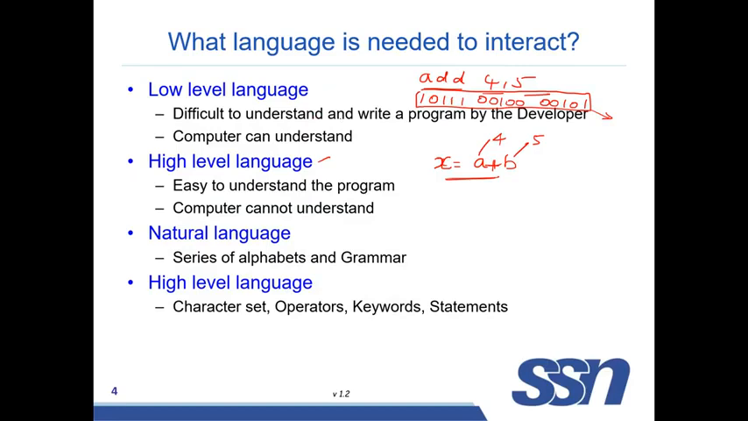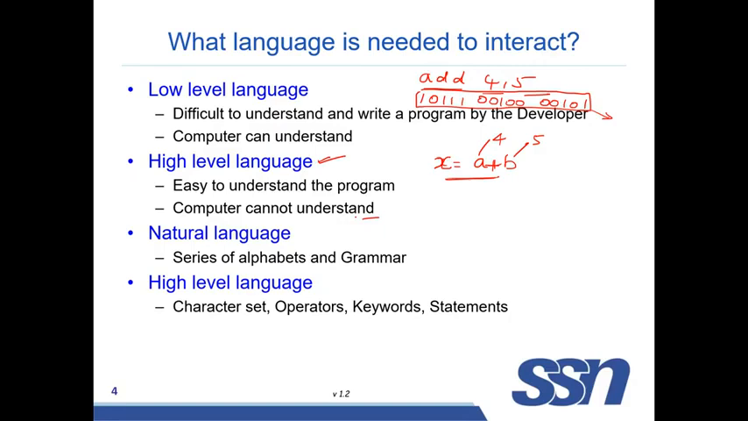So low level language is difficult to understand and to write programs in, but the computer can understand it. High level language is easy for the programmer to understand and write programs in, but the computer cannot understand it. Now which one will you choose as a programmer to communicate with the computer? We will choose only high level language. So how do we learn the high level language?